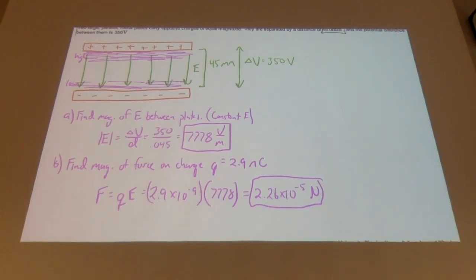Which brings me to part C. Let me read this and see which way I want to do this. Let's find the work done on the charge, we'll say done on Q, as it moves from the top plate to the bottom plate.